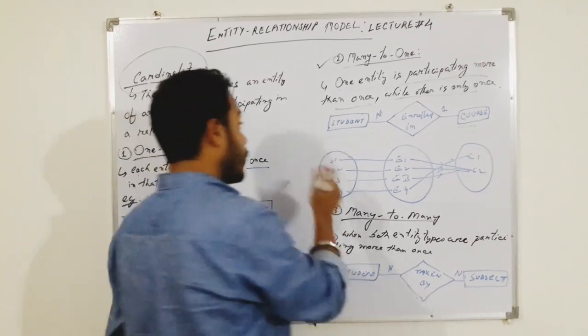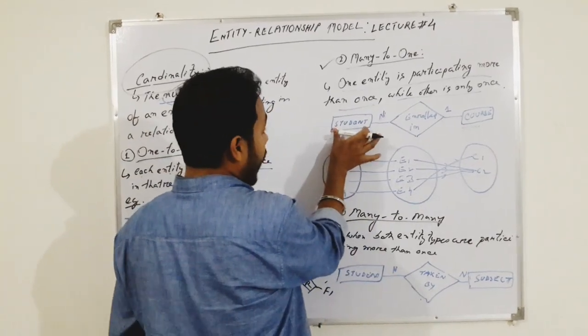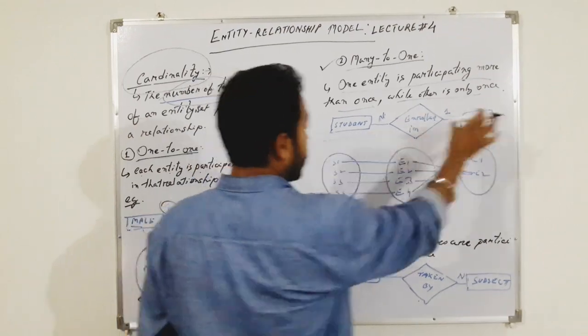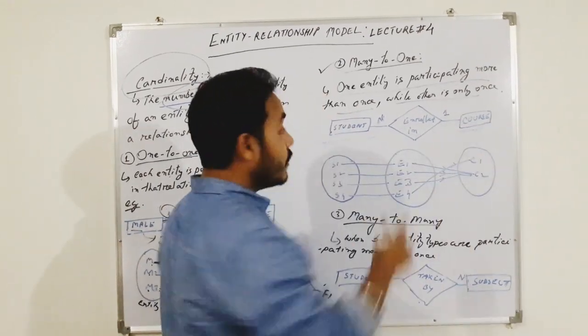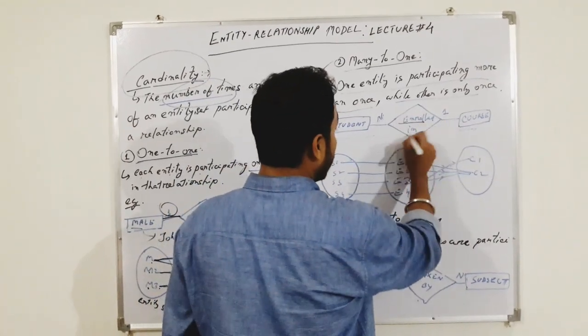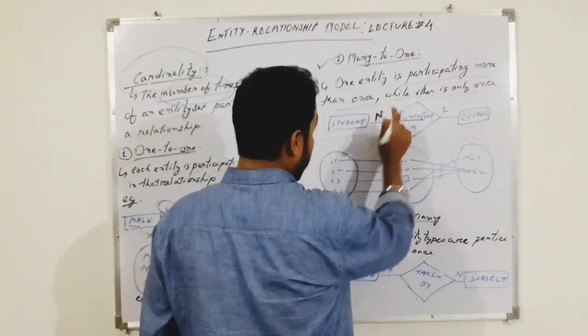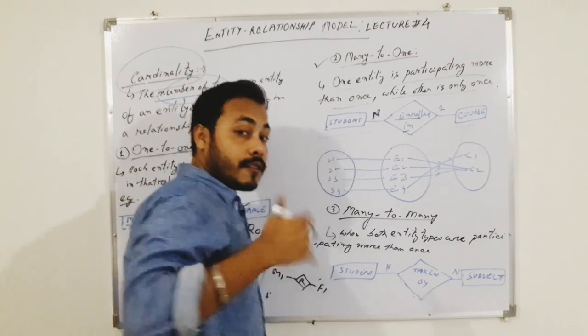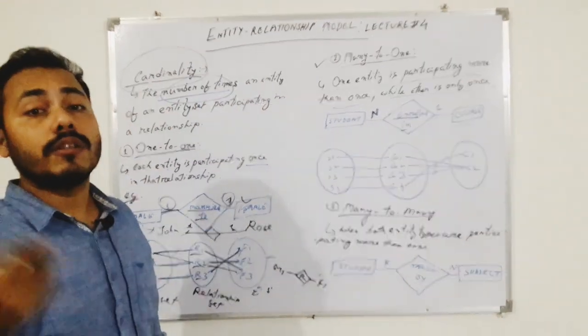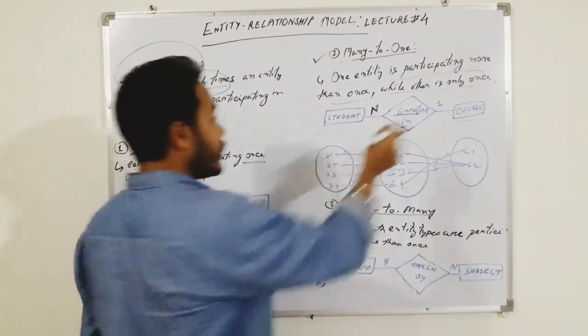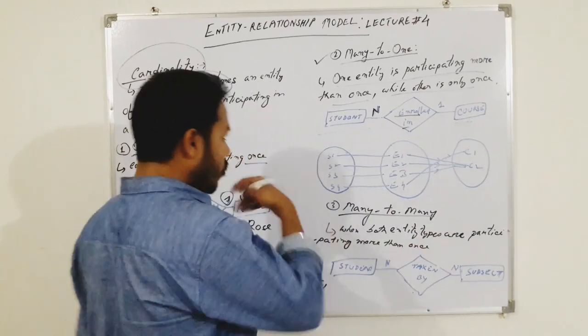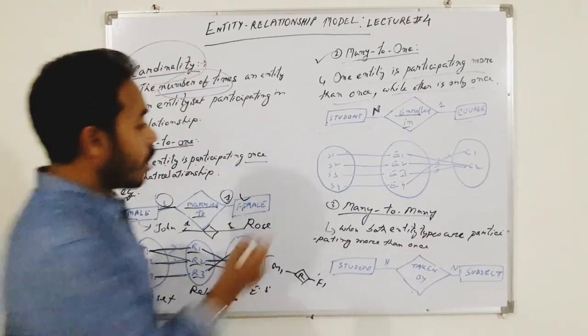So let's take this example. This is the student entity set and this is the course entity set. Our relation is enroll in. Do remember that I am writing N here. N stands for greater than or equal to 1, and this is 1. So what does it mean? That will be clear now.